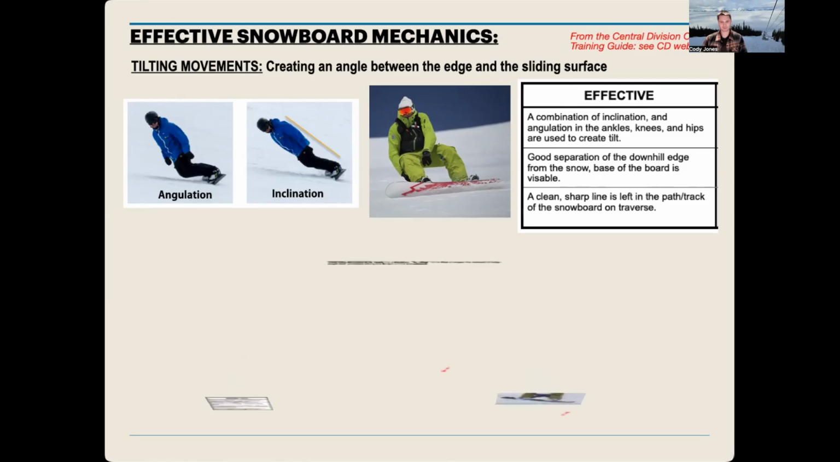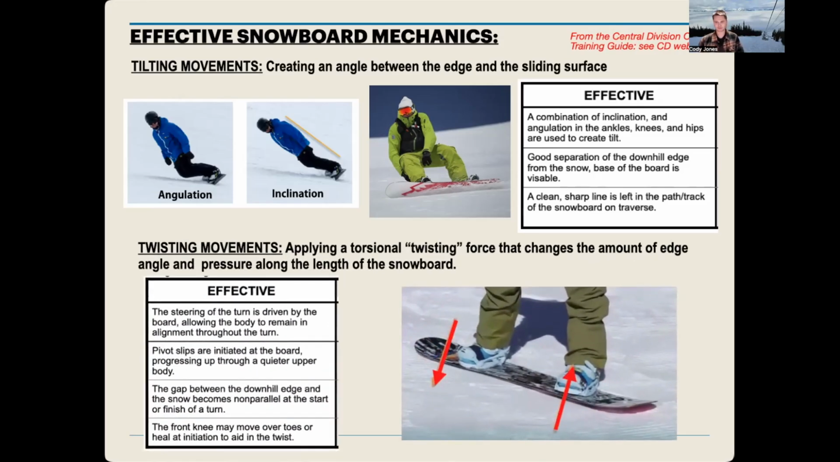Next is going to be twist. The one difference between snowboards and skis is that we can actually twist the snowboard along its axis. What this does is allow us to engage or disengage one side of the snowboard to either initiate a turn or allow for a pivot slip. And here you can also see the effective cues that we can look for to see if we are effectively using twist or not.